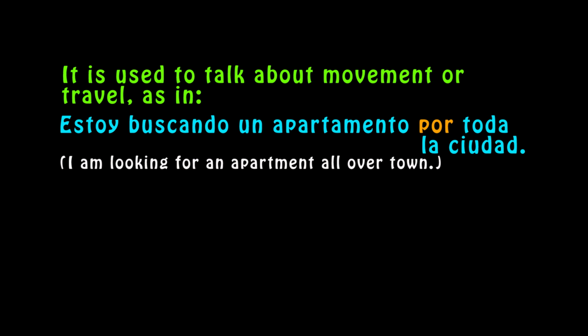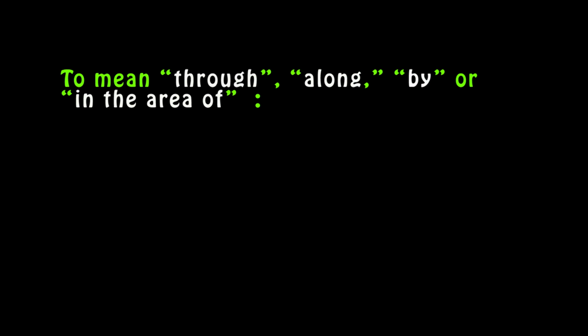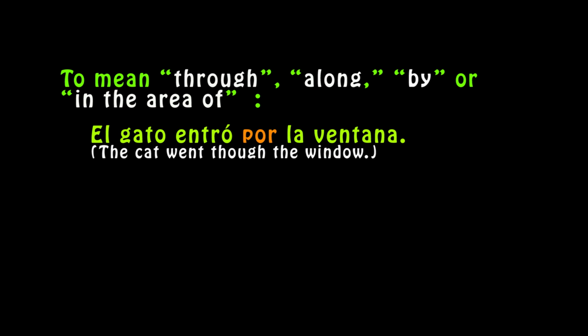Por is used to talk about movement or travel, as in Estoy buscando un apartamento por toda la ciudad. I am looking for an apartment all over town. It is also used to mean through, along, by, or in the area of. An example, el gato entró por la ventana. The cat went through the window.